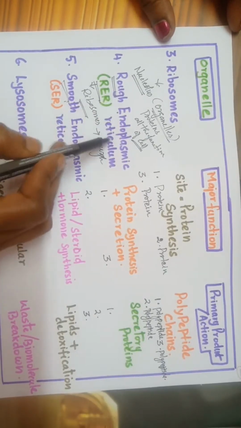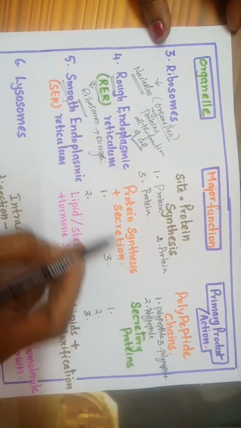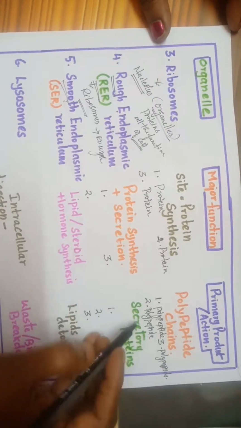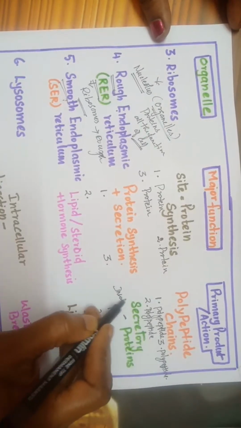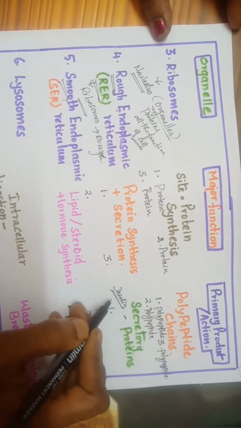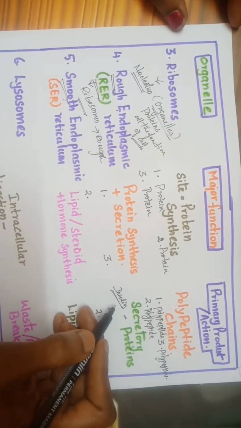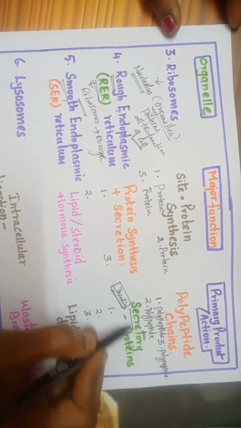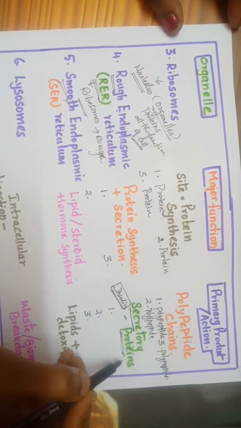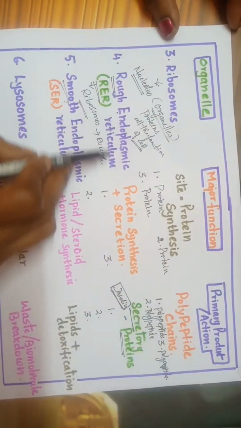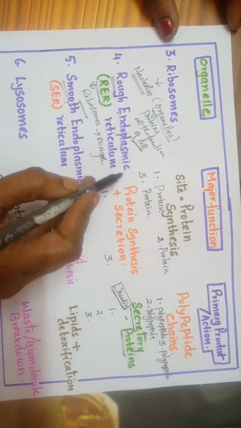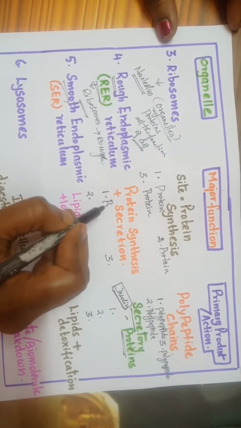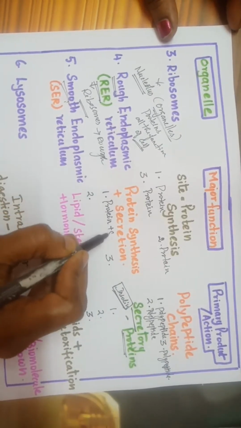Now, what is the function of rough endoplasmic reticulum? Protein synthesis and secretion. Can you name one secretory protein? The hormone insulin. As I said, after all the modification and packaging, the hormone is released into the blood. But you call it a secretory protein. So the function of rough endoplasmic reticulum is protein synthesis and secretion. We'll write it down.